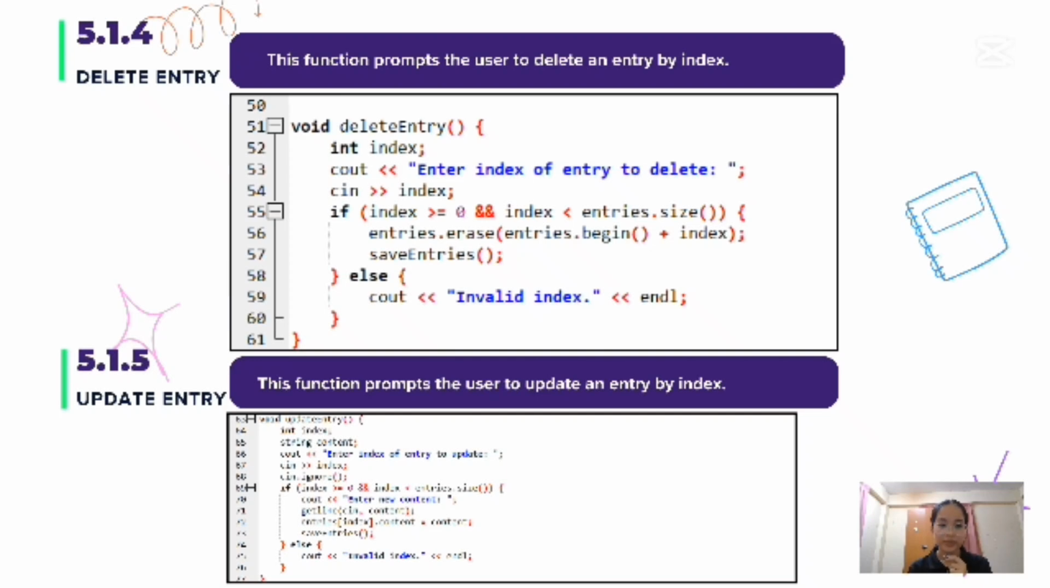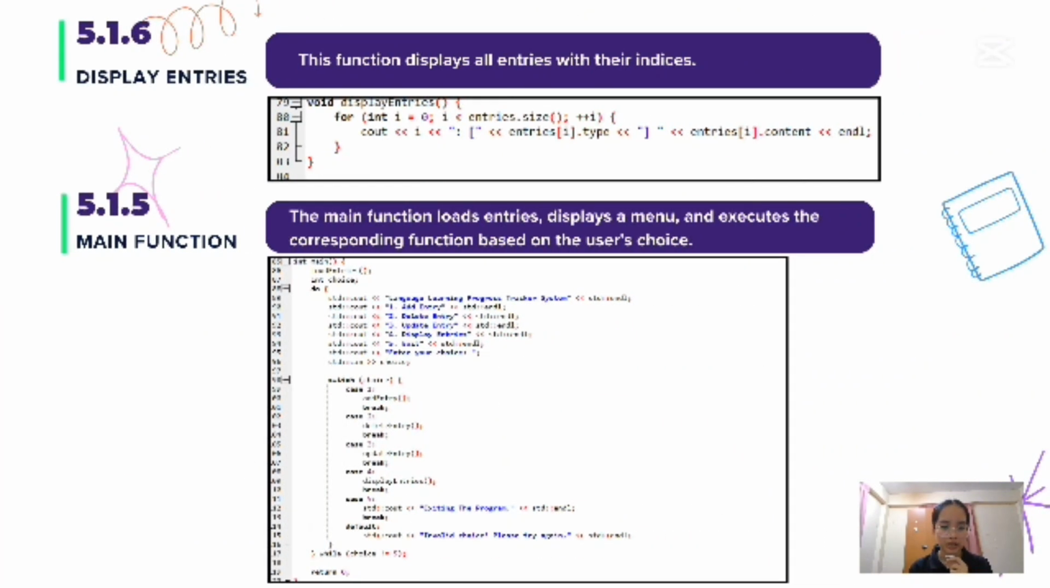Update entry: this function prompts the user to update an entry by index. Display entry: this function displays an entry with its index. Main: the main function loads entries, displays a menu, and executes the corresponding functions based on the user's choice.